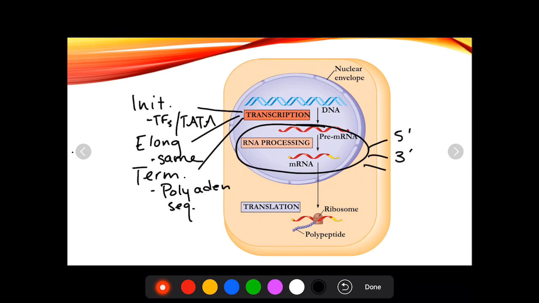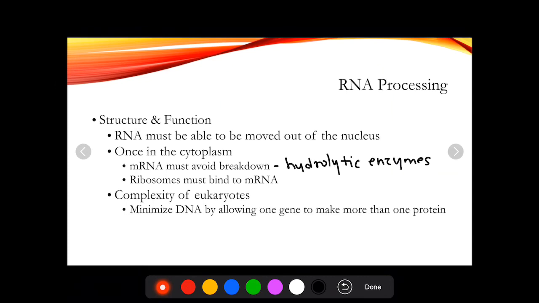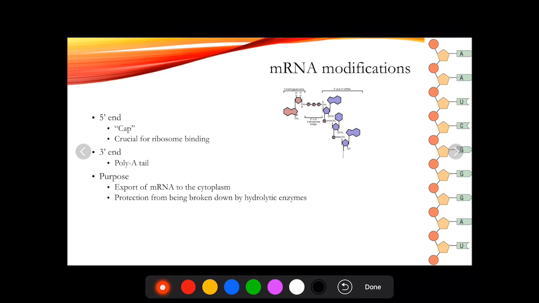Something at the 5' end, something at the 3' end, and some splicing. Let's go ahead and look at what those are. At the 5' end, we're going to add a cap. So let's also review what the 5' end is in reference to.